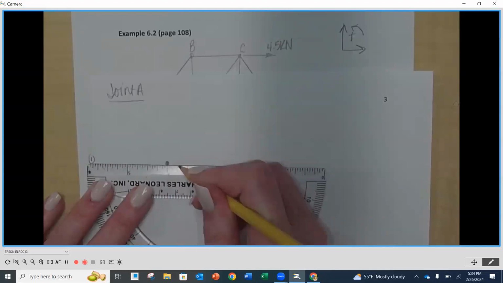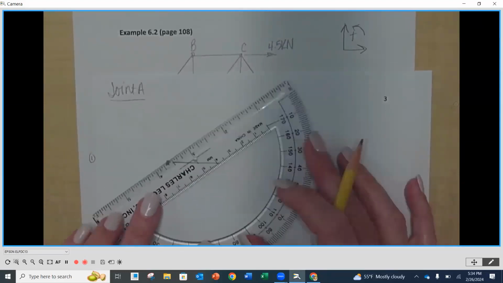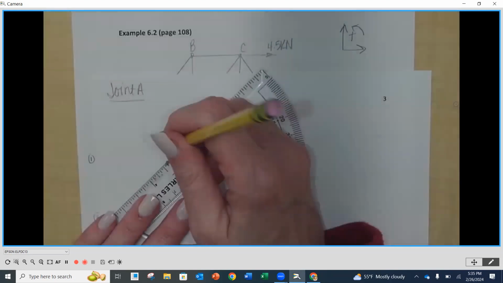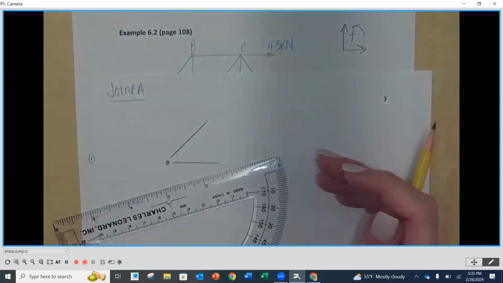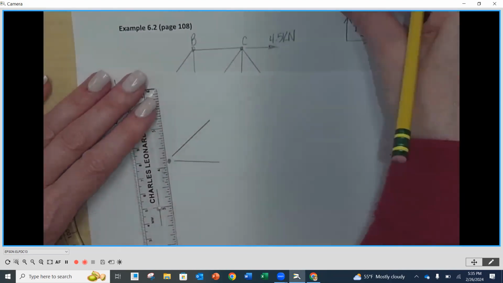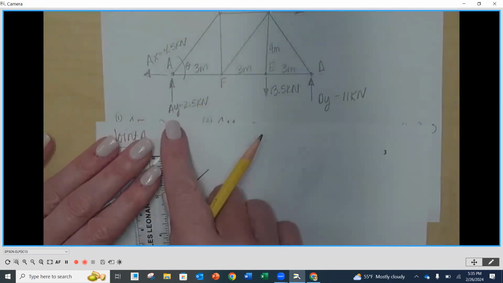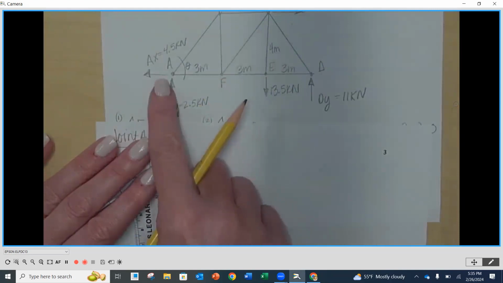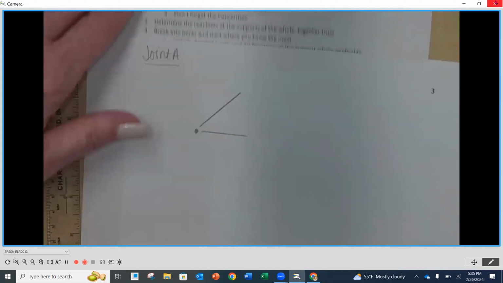I have a member going over to the right, which would be going to F. I've also got a member going up to B. So I'm going to draw those along those lines. Then the other forces that I have, and these are coming from the reactions at the supports, I'm going to draw AY at 2.5 kilonewtons going up, and AX at 4.5 kilonewtons going to the left.